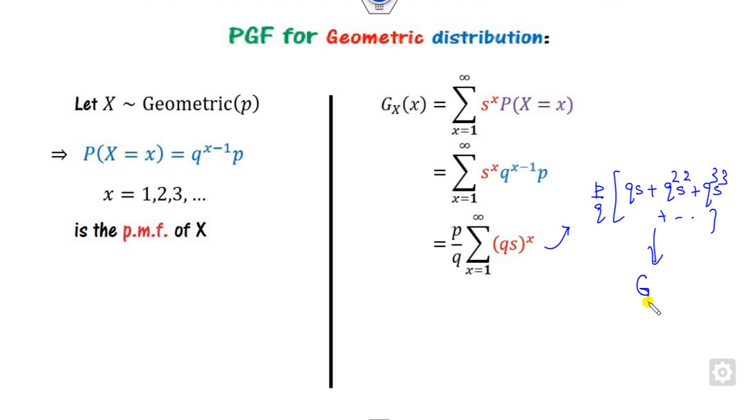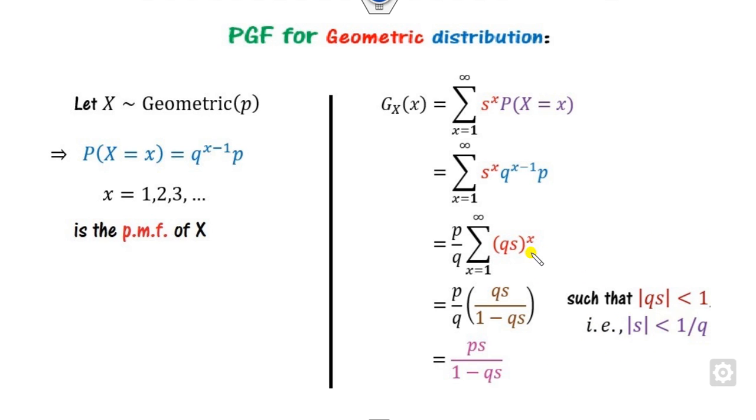So what is that? This is nothing but my geometric series. And what is the sum of the infinite geometric series? That is a upon 1 minus r. So I can write this as here. And this is convergent only when the ratio is less than 1, or you can say s is less than 1 by q here. Again, if you want to find the moment generating function corresponding to them, it is nothing but p e raised to power t upon here.